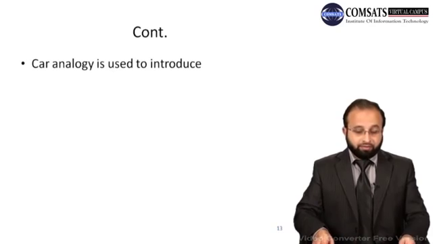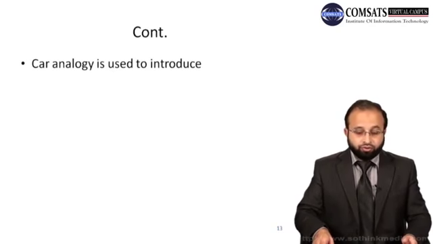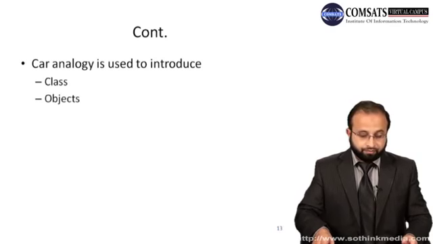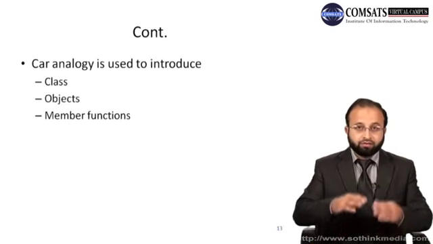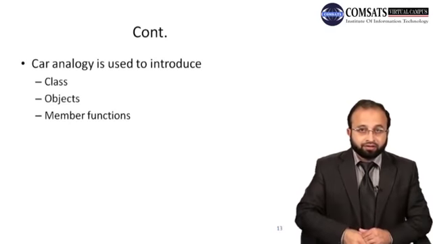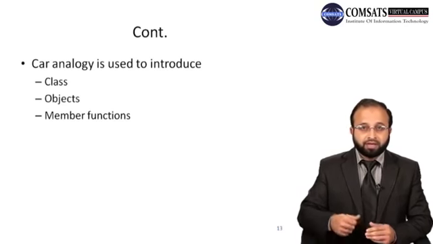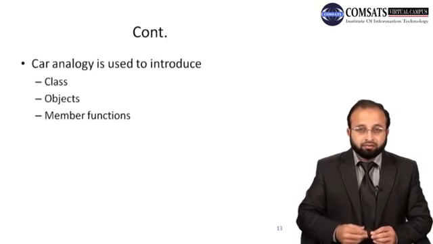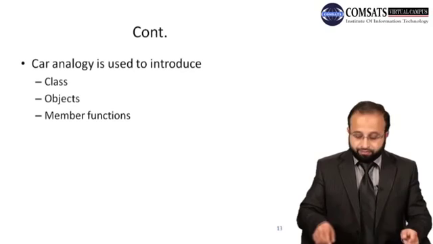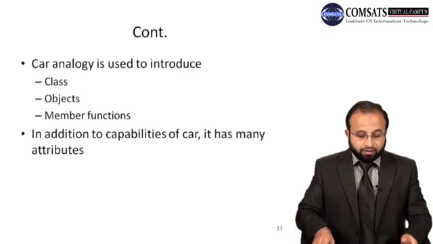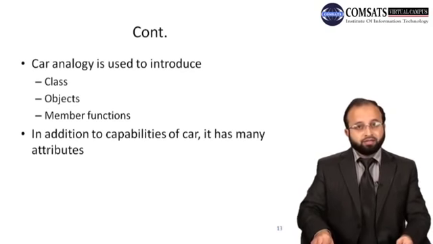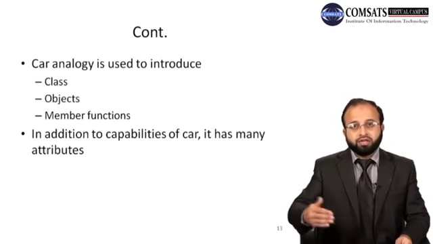Now we can see that a car analogy is used to introduce classes, objects, and member functions. In the case of a car, what are the member functions? Member functions are pressing the accelerator pedal, the brake pedal, the steering wheel, and the transmission shift. These are the member functions of a car. So we can say these are the capabilities of the car. A car is capable of doing these things.